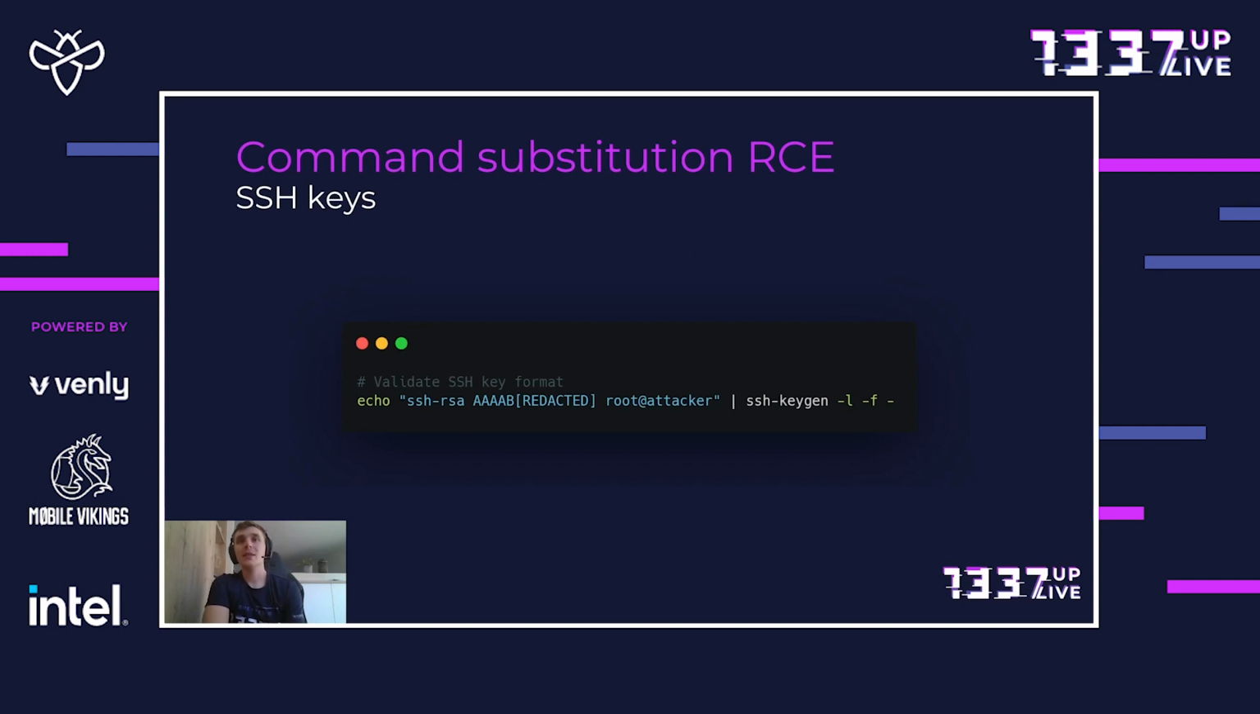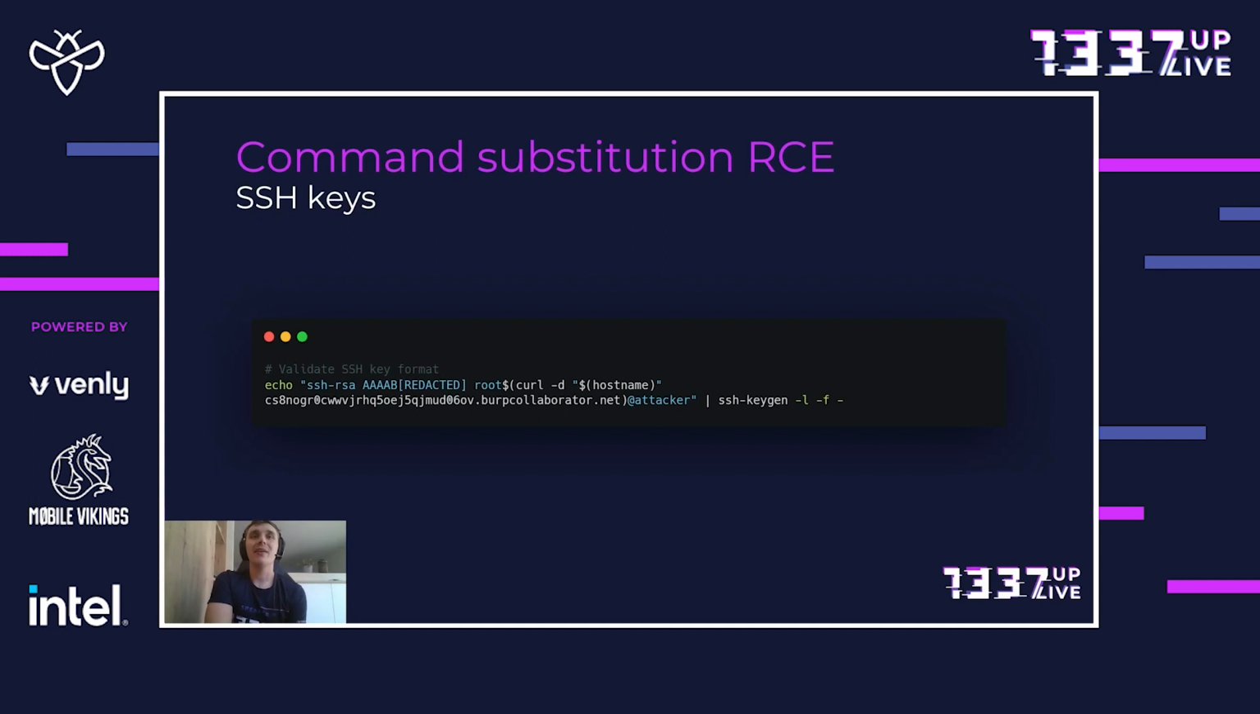One way to do this is, for example, to echo your key and pipe it to ssh-keygen with some specific flags. Based on the return code, they can know if it's a valid key or not. Now, we can see inside our public key, we have the username at hostname part. That also adds a possibility to add a command substitution payload inside one of those fields.